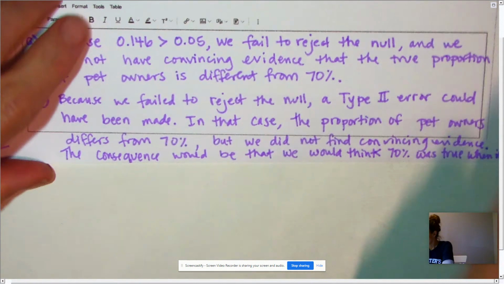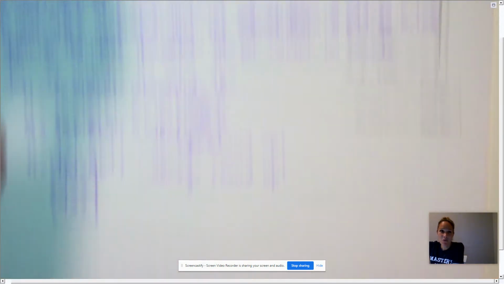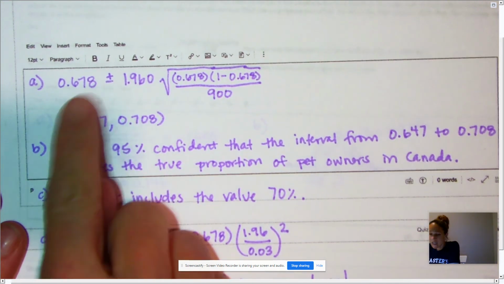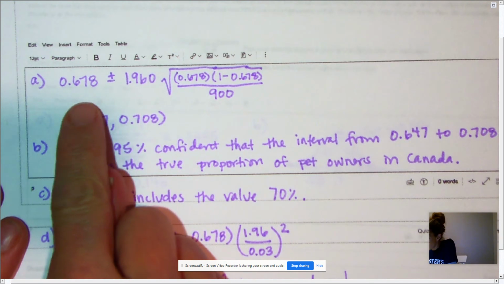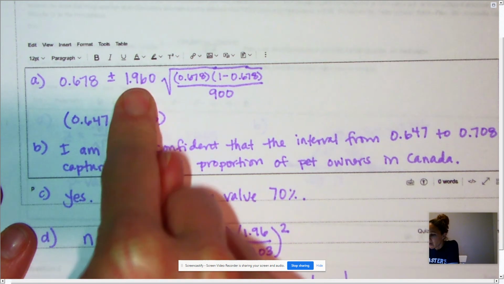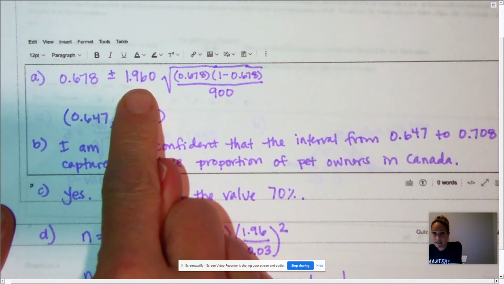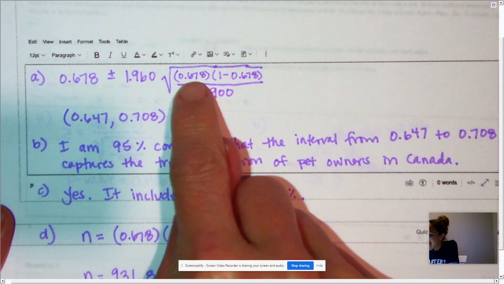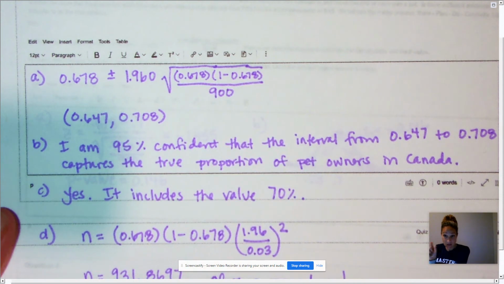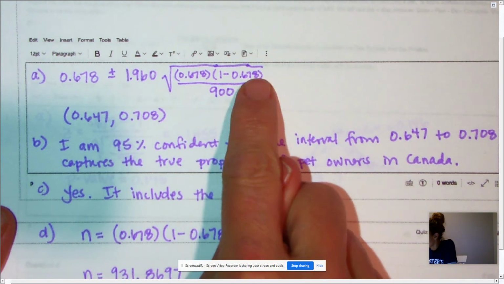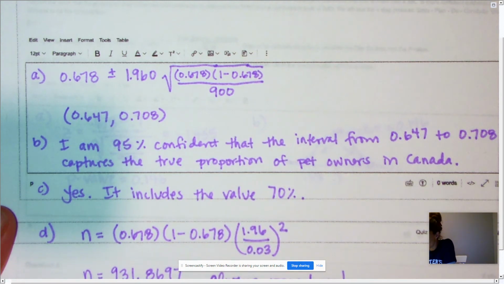Okay, so that would be the consequence of a type 2 error. And then for this last question, we're using the same prompt, but now we're creating a confidence interval. Okay, so we're plugging it into the formula to find the point estimate, which we already did, our critical value, which for a 95% confidence interval is 1.96. And then we're plugging in our p hat values, not the null value from our test. We are plugging in our sample values here, our statistic that we calculated.